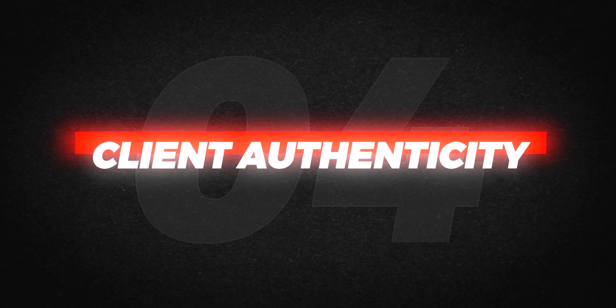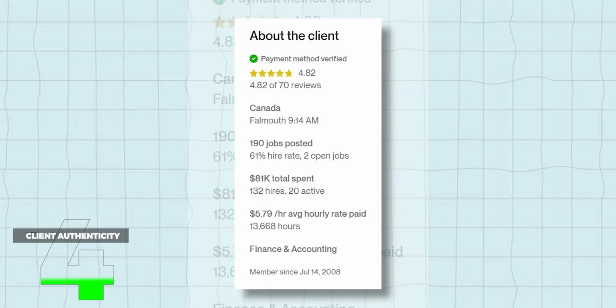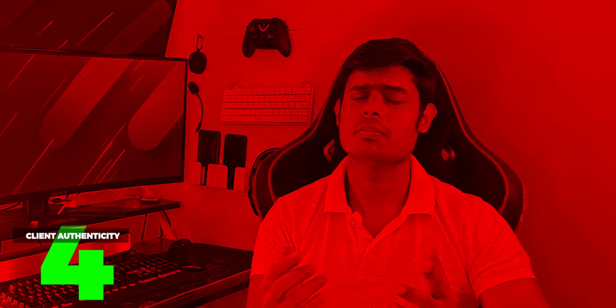Next comes client authenticity. So Upwork shows you the past record of a particular client, so you can see उन्होंने past में कितने freelancers hire किए थे. Also, you can see if their payment method is verified. अगर past record अच्छा नहीं है या payment method verified नहीं है, then these are some red flags.